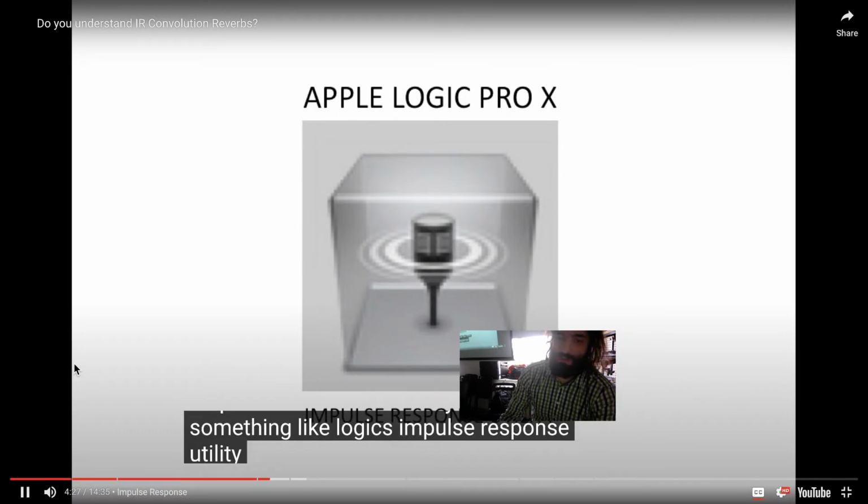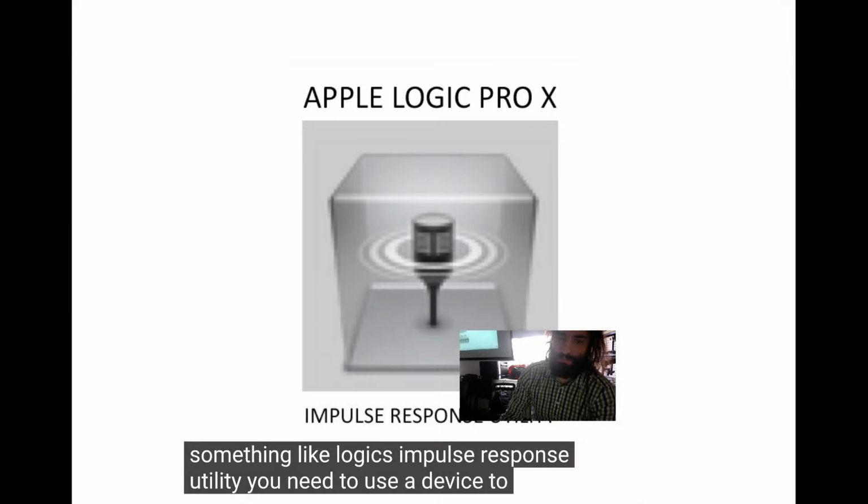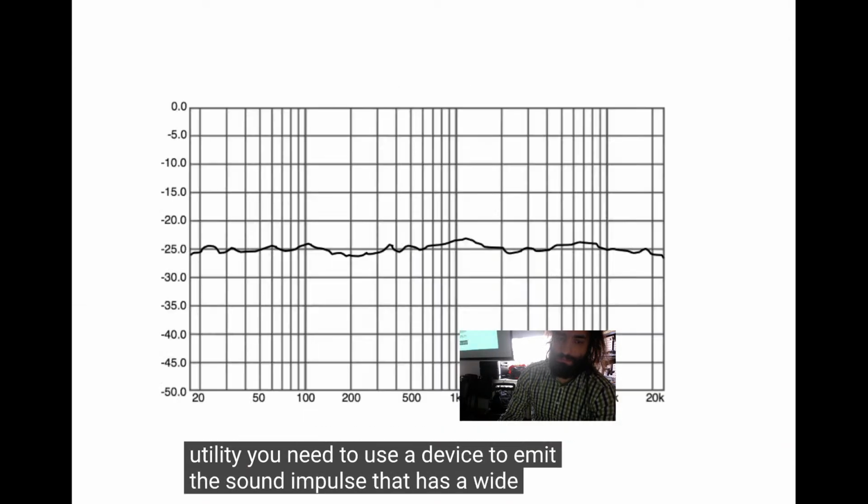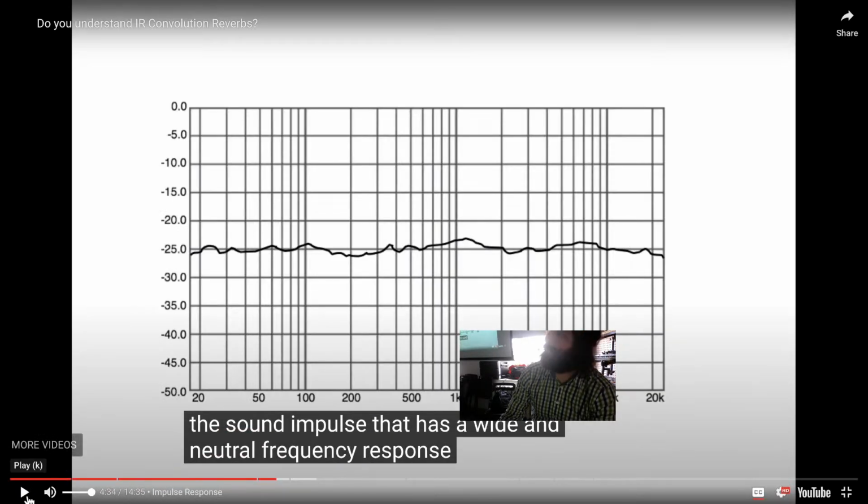So when you're making an impulse response of a room, which you can do with something like Logic's impulse response utility, you need to use a device to emit the sound impulse that has a wide and neutral frequency.